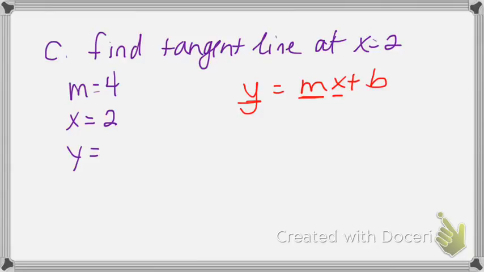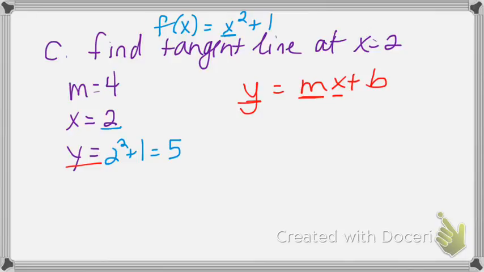Now, you can use the point slope formula, and if you like that formula better, go for it. I'm usually going to use this one, but the other one is okay. What we need to do is figure out the y, and we do that by using the f of x formula that we already have. f of x equals x squared plus 1. If I plug in 2 for x, I get 2 squared plus 1, which is 5. So that's my y value. So now I plug in everything I know. 5 equals 4 times 2 plus b.